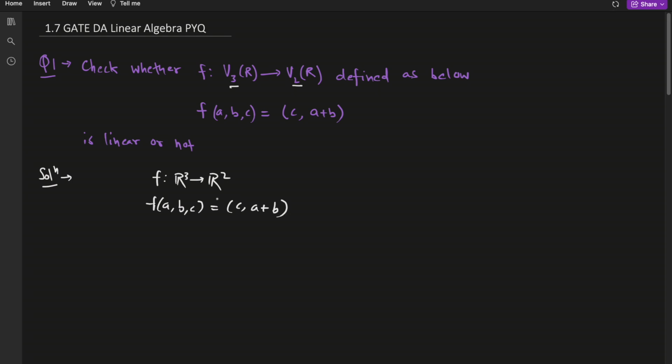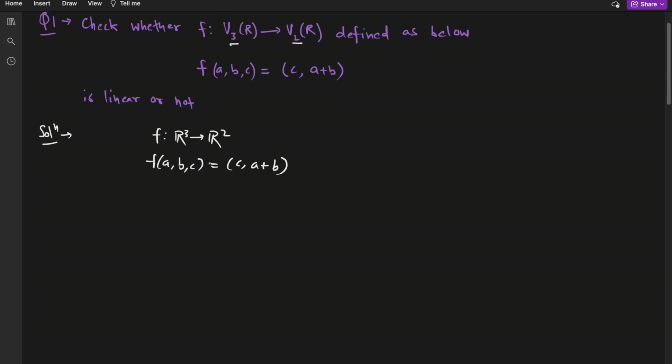You can also see how this is from R3 to R2, because in the input vector space we are taking three values, A, B, C. The vector length is 3, whereas in the output we have only two values. The first value is C itself and the second value is A plus B. So in the input space we have three values A, B, C, whereas in the output we have only two values, C and A plus B. We need to find whether this particular mapping, this particular function, is linear or not.